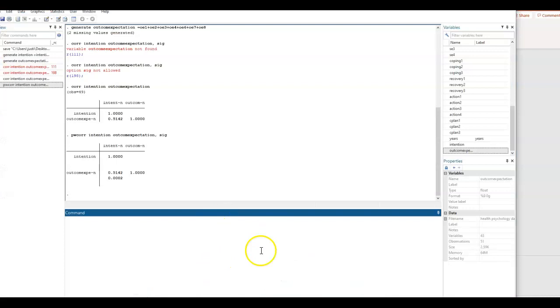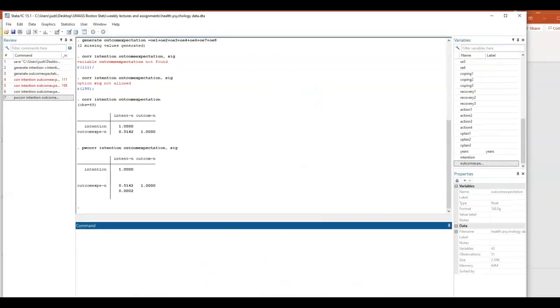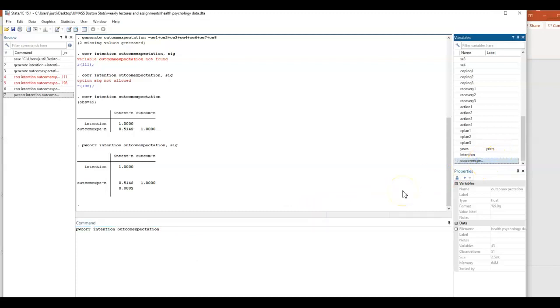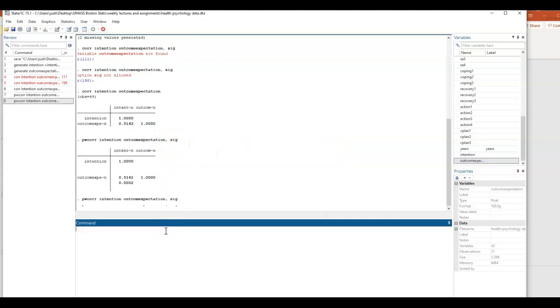All right, here's our data set. And if we look here, we have outcome expectation, and then we also have intention. So what I would do is PW, you can do cor or PW cor. And then we want to do intention. And then what we can do is just double click on this. And because we want to know if something is significant, we just have to add a comma and then sig.